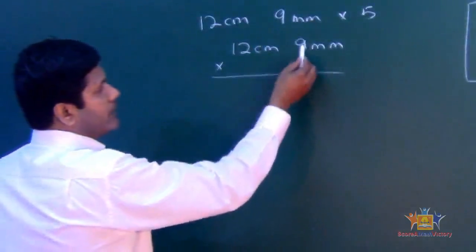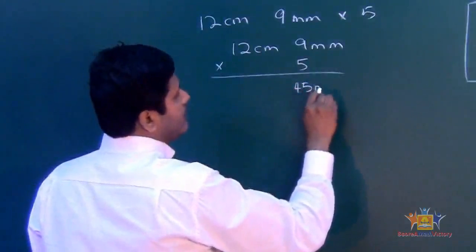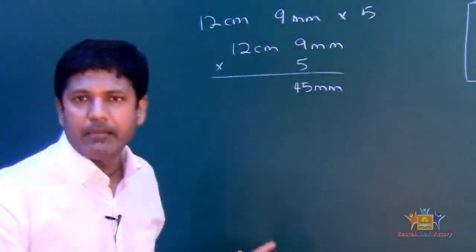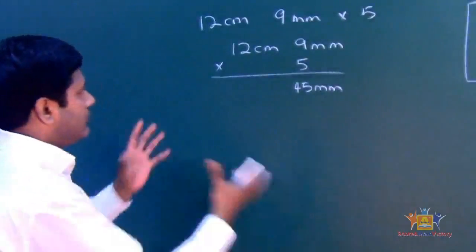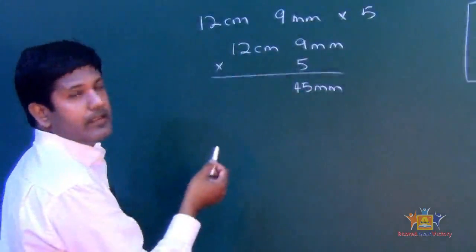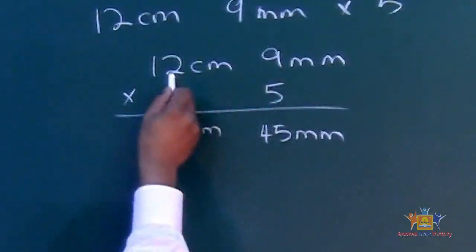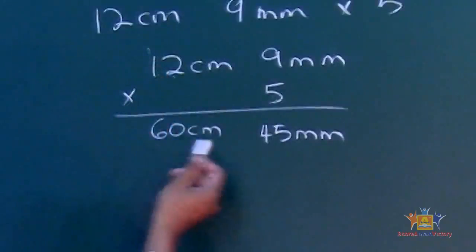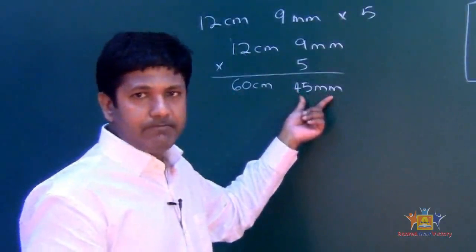So 5 times 9 is what? 45. Let's put that down: 45 millimeters. Before we do anything, just go ahead and multiply them out first, and then we're going to do the conversion. We're going to rearrange it in a proper order. What do I mean by that? I'll show you. 5 times 12 is 60, so we're going to put 60 centimeters. Or 5 times 2 is 10, 0, carry 1, and then 5 times 1 is 5, plus 1 is 6. 60 centimeters. But look at this, 60 centimeters, 45 millimeters.